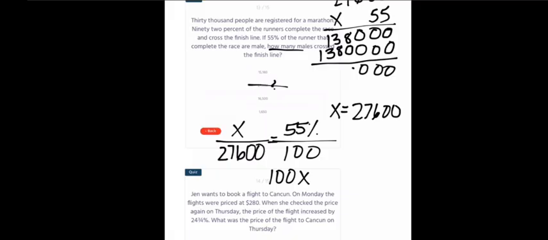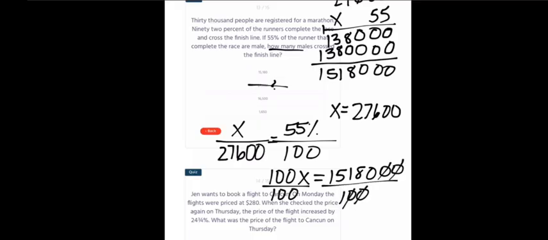So 0, 0, 0. I'm adding everything up. 8. 3 plus 8 is 11. 1 plus 1 plus 3 is 5. 15, 18. 0, 0, 0. So 15, 18, 3 zeros. Okay, now we're going to divide this by 100. We're almost there. We cancel out 2 zeros. X equals 15,180, which is A for the first one.